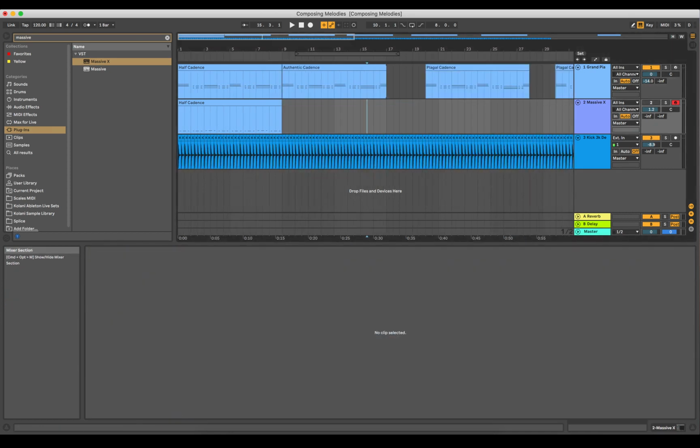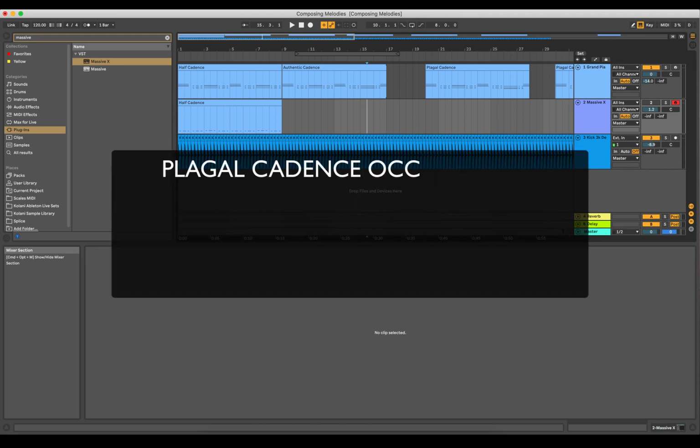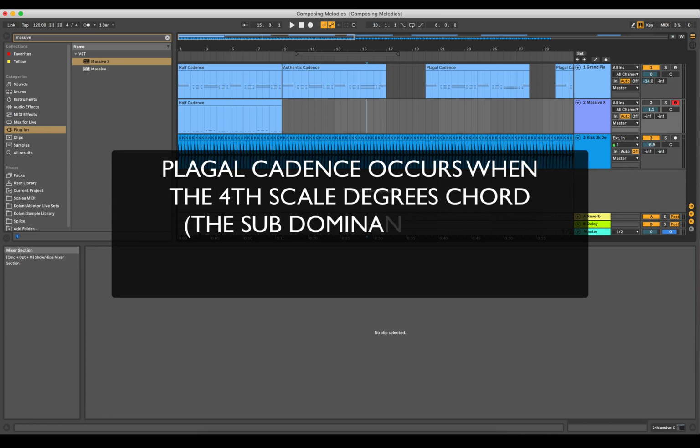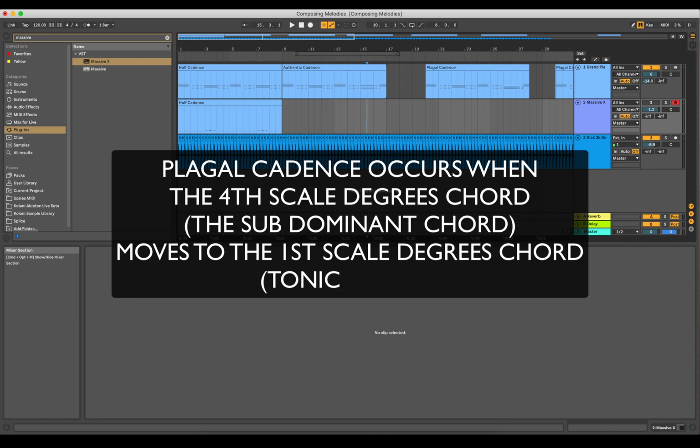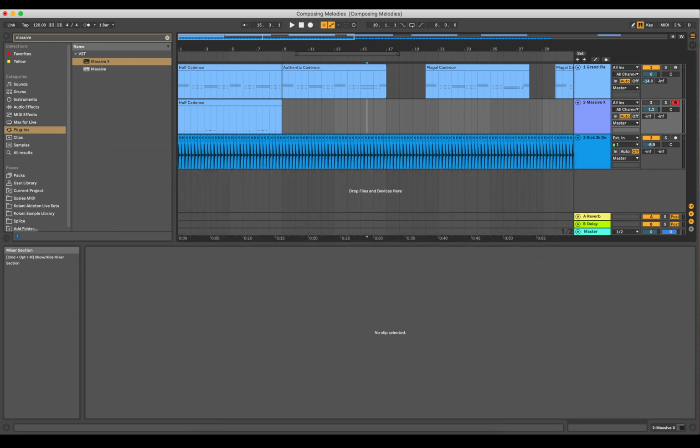Next, let's look at the plagal cadence. Now, a plagal cadence occurs when the 4th scale degree's chord, also known as the subdominant chord, moves to the 1st scale degree's chord, also known as the tonic chord. This can actually be used as an alternative to the authentic cadence in order to end the song, because this cadence also ends on the tonic chord, and musicians, like I said, call this coming home.